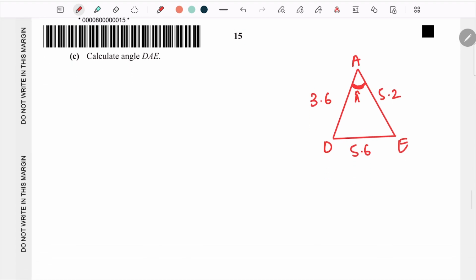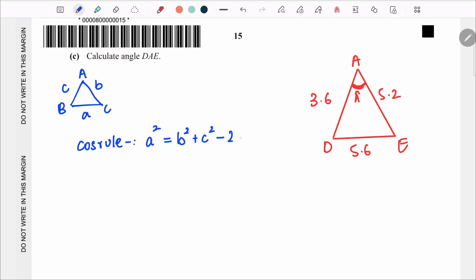So I'm going to be using cos rule. If I talk about cos rule, the general form is basically if this is a triangle A, B, C, this is going to be length A, this is length B, and this is length C. So cos rule will basically be A squared is equal to B squared plus C squared minus 2BC multiplied by cos of this angle, which is angle A. So this is my general form for cos rule.